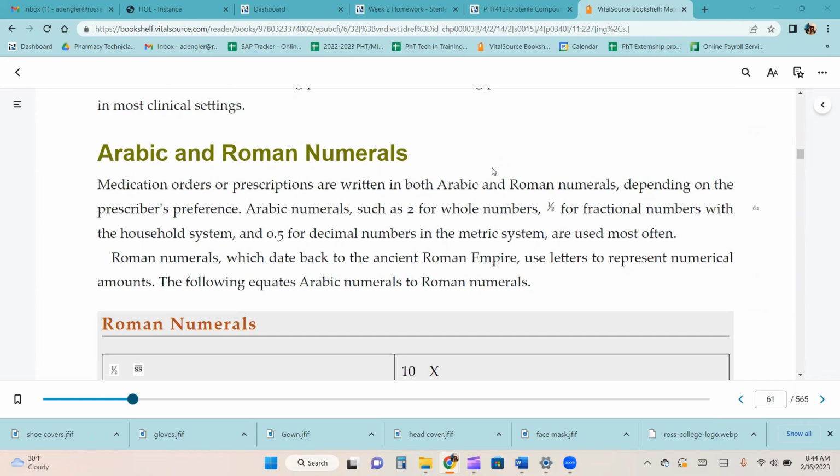Medication orders or prescriptions are written in both Arabic and Roman numerals, depending on the prescriber's preference. Back when I started in pharmacy, e-scribing, e-prescriptions were around, but they weren't as prevalent as they are now. We would sometimes see older doctors write in Roman numerals. I don't believe you're going to see many Roman numerals on prescriptions, except if it's within the drug name or if they do use it for quantity.